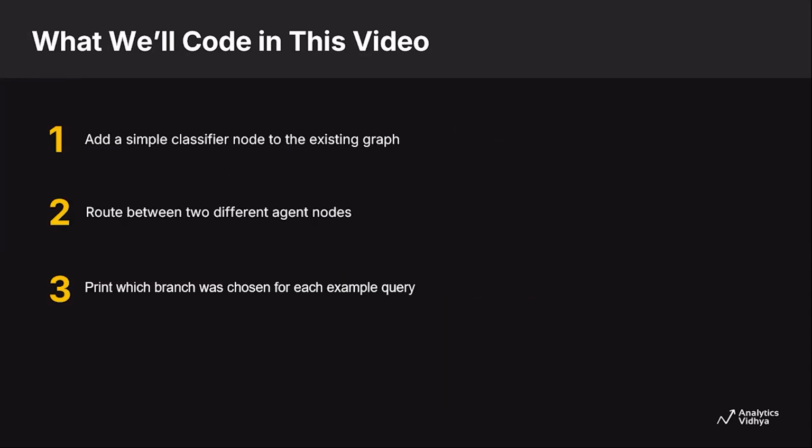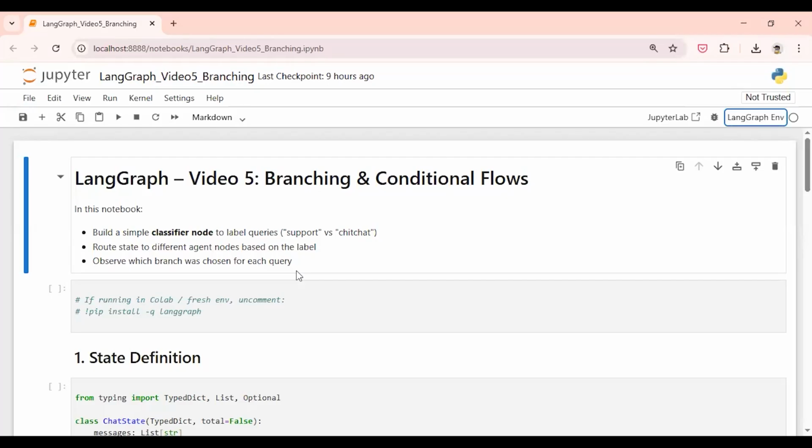So what are we going to do in this hands-on? We are going to add a simple classifier node to an existing graph. This node will decide which agent to invoke, and will also print and log which branch was chosen based upon the example query. Let's jump into the hands-on to practice this out. All right, so now in this demo, we are going to see how branching and conditional flows work.